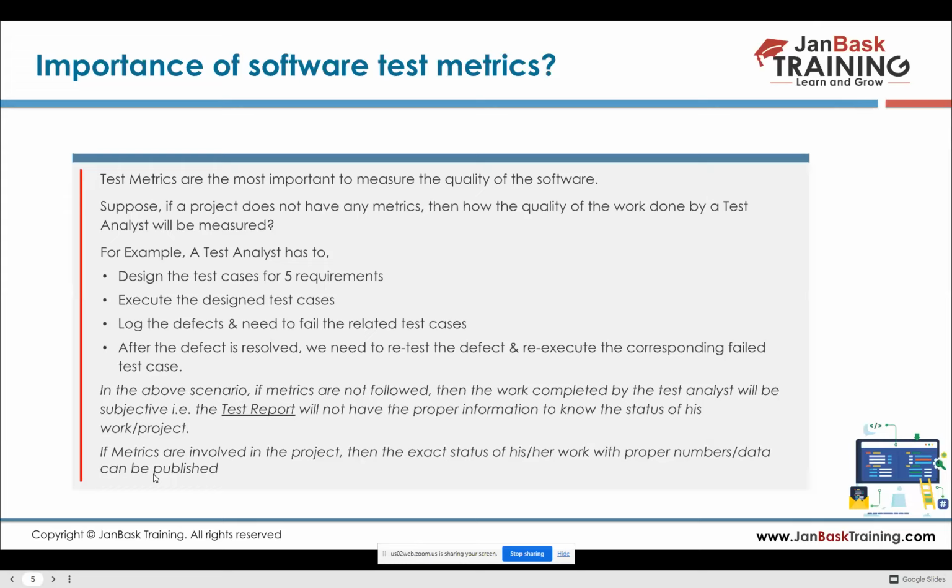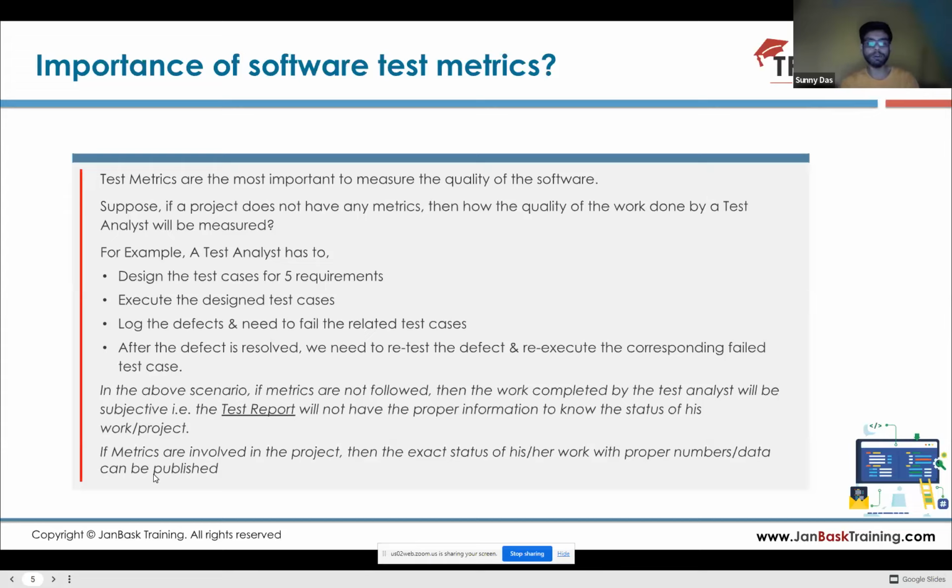For example, as a test analyst, suppose you need to design the test cases for 5 requirements. After the test cases are designed, you need to execute those test cases. Then you need to log the defects and fail the test cases whichever are failing. And once the defects are resolved, you need to retest the defect and re-execute the corresponding failed test cases. So this is expected from your side. These are the tasks that you need to provide.